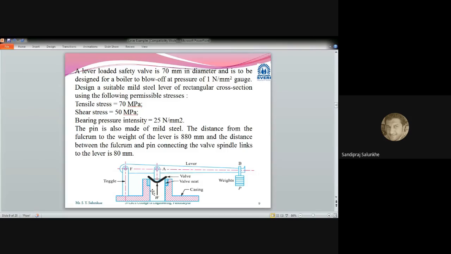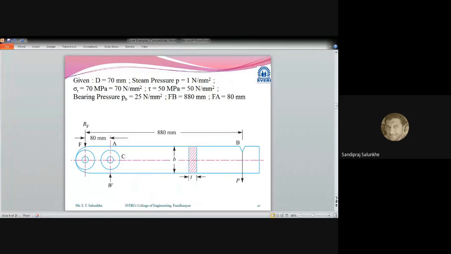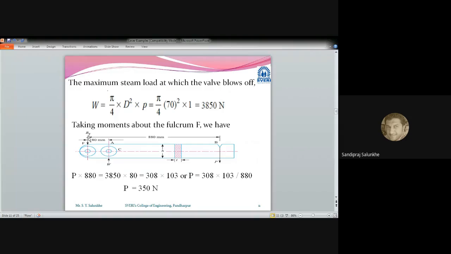This diameter of wall from where the steam is coming out from the boiler. So this diameter is capital D, which we have mentioned already, is given in the problem as 70 millimeter. Right? So we are going to calculate that value of W. Now area multiplied by pressure, that is the force. So this value of W is 3850 Newton.